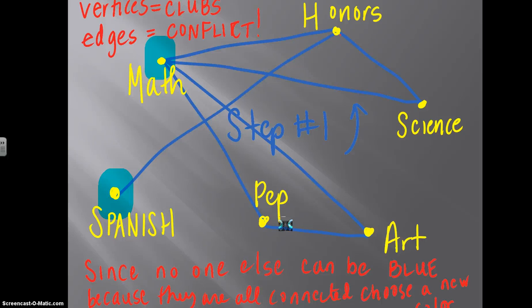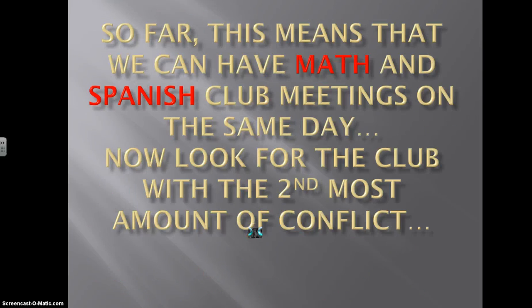The next step is to look at your remaining vertices that do not have color on them. Find the one with the highest degree and color that your next color. So as we look at this, we see, well, Honors has a degree of 3, Science, Art, and Pep 2. So we're going to make Honors pink and then decide who else can be pink. So either it can be Pep or Art, but notice it cannot be Science.